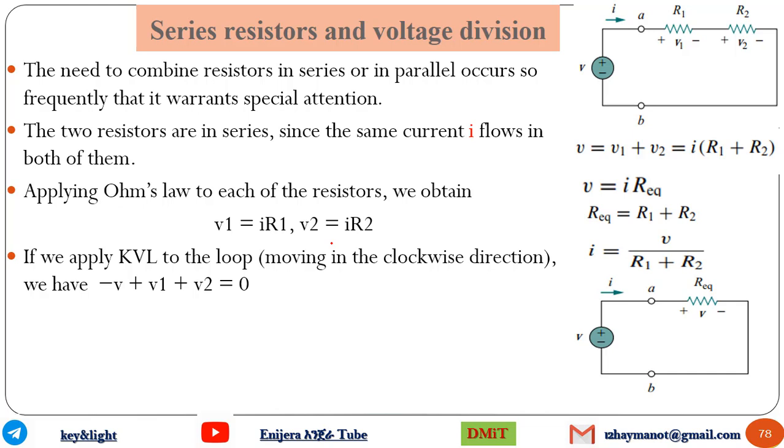Then V is I times what is V1? I R1 plus I R2. Then I R is equal to I times R1 plus R2. So the equivalent resistance is R1 plus R2. This is the series connection.